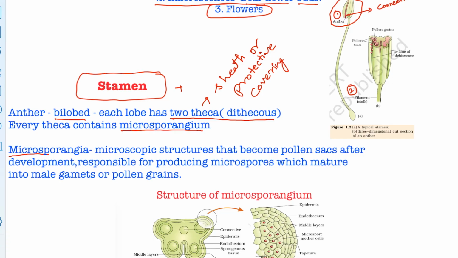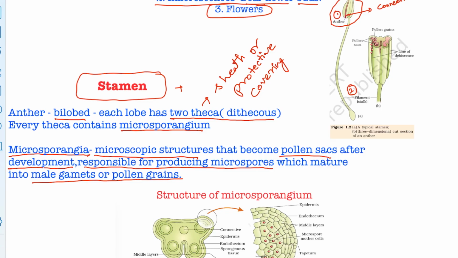Okay, and what is a microsporangium, or what are microsporangia? They are the microscopic structures that become pollen sacs after development, and they are responsible for producing microspores, which mature into male gametes or pollen grains. So we can also say that in plants, male gametes are known as pollen grain.